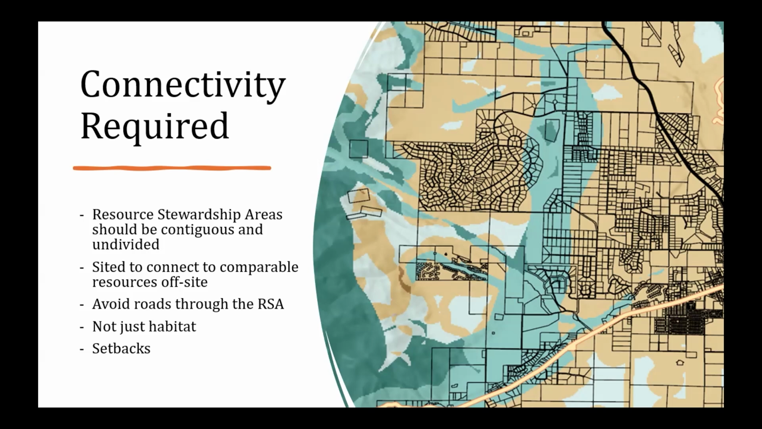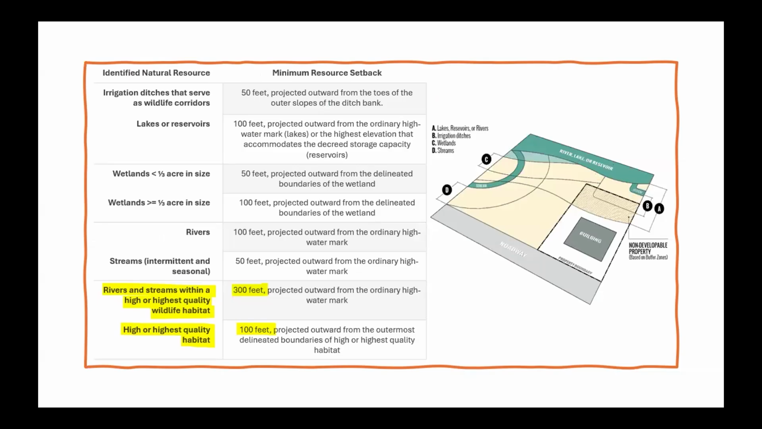And then we also have setbacks that we've instituted from those habitat areas, depending on the type of habitat. So we've got a setback table here. We require setbacks from lakes and from wetlands and from rivers. But if you are a river or stream within that highest quality habitat, your development has to be set back at least 300 feet. And then in general, even if it's not a river, your development has to be set back at least 100 feet from the delineation of that habitat boundary.